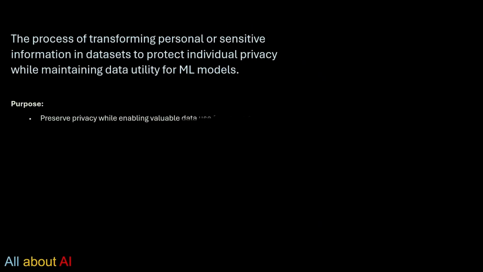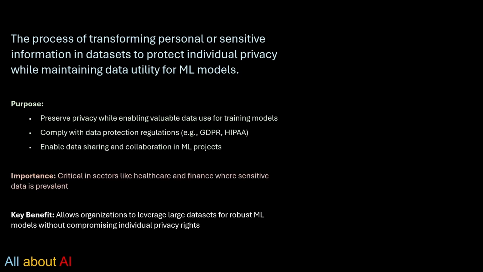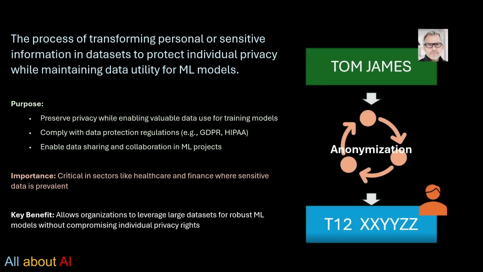Data anonymization is the process of transforming personal or sensitive data so that individuals' privacy is protected while using the data for machine learning models. So if you see in this example, the name of a person is converted into some number and letters combination, which is difficult to figure out just by looking at that anonymized data. So the purpose of data anonymization is to preserve privacy, enabling valuable data to be used for training models.